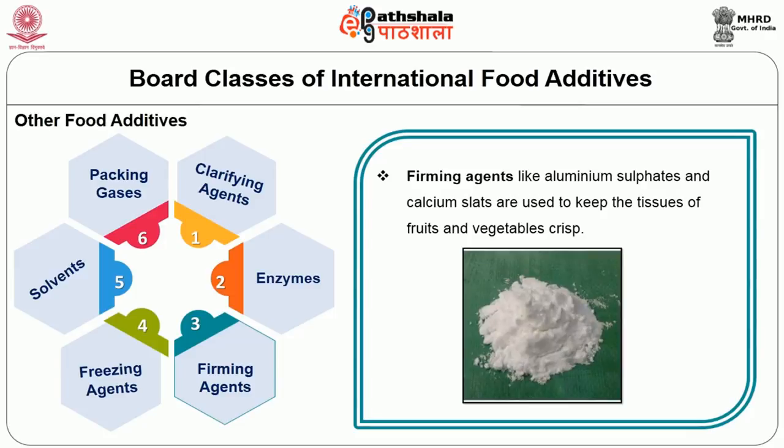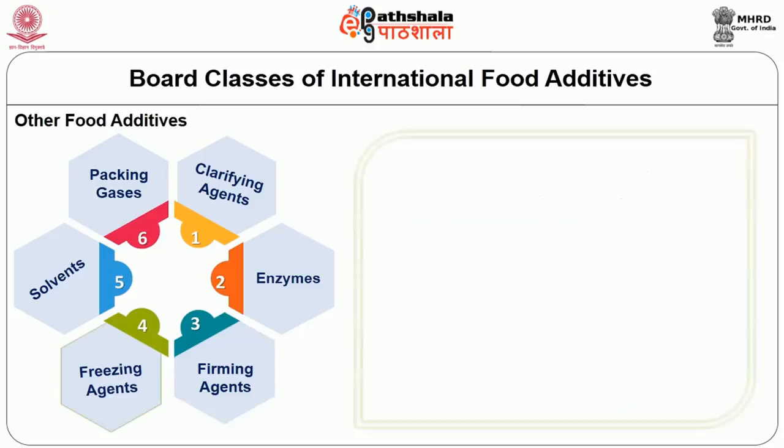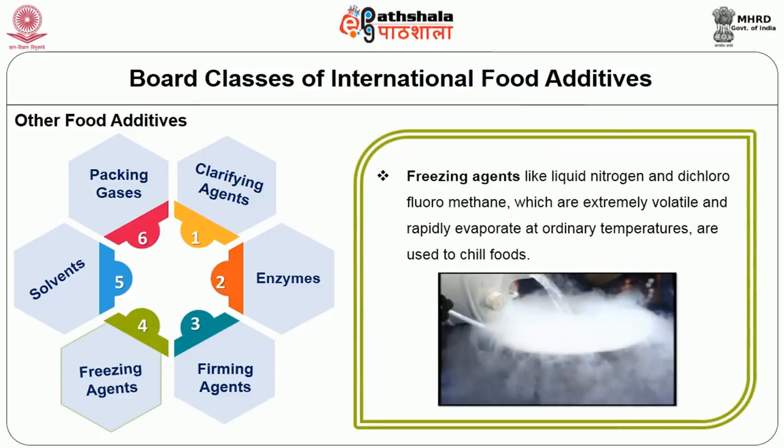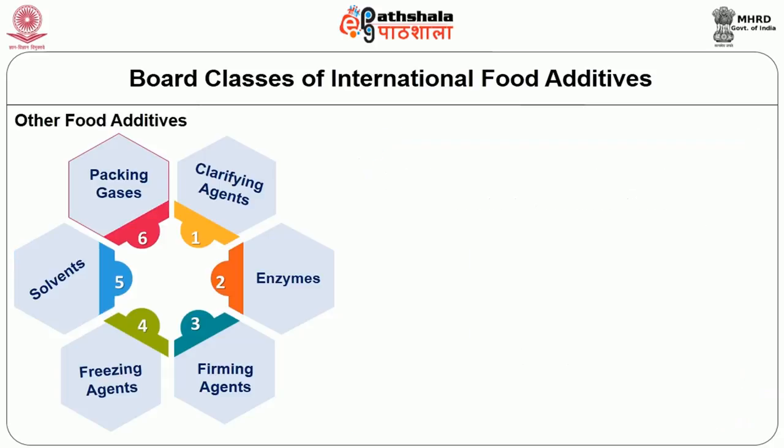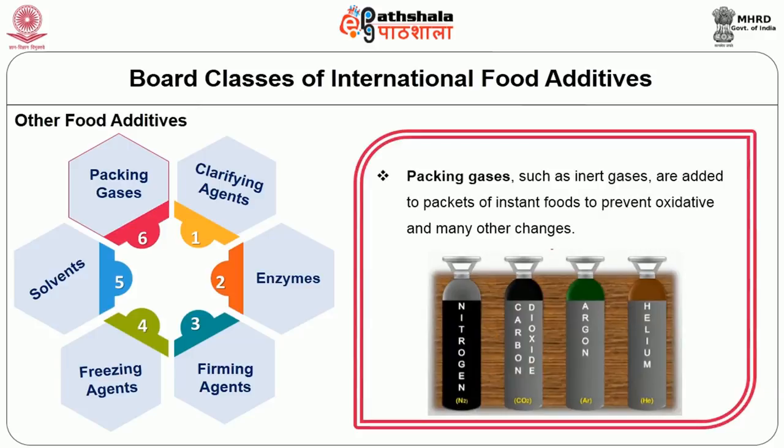Firming agents like aluminium sulfates and calcium salts are used to keep the tissues of fruits and vegetables crisp. Then freezing agents like liquid nitrogen and dichlorofluoromethane, which are extremely volatile and rapidly evaporate at ordinary temperatures, are used to chill the foods. The solvents like alcohol, propylene glycol, and glycerin are used to dissolve and suspend flavors, colors, and many other ingredients.